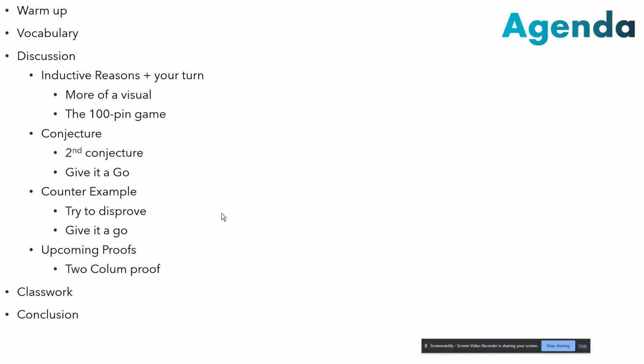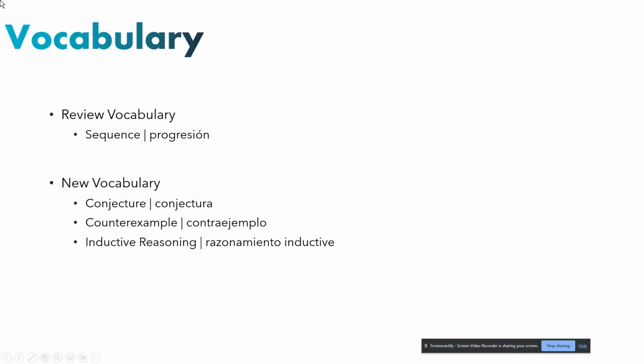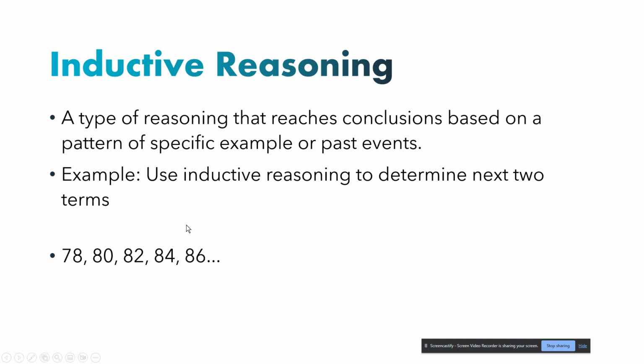So we're going to have a look at inductive reasoning, the terms conjecture and counterexample, and upcoming proofs. A review should be sequence; we recently covered that. The new vocabulary is conjecture, or idea; a counterexample, something that disproves; and inductive reasoning, looking for patterns. They'll all be defined here soon.